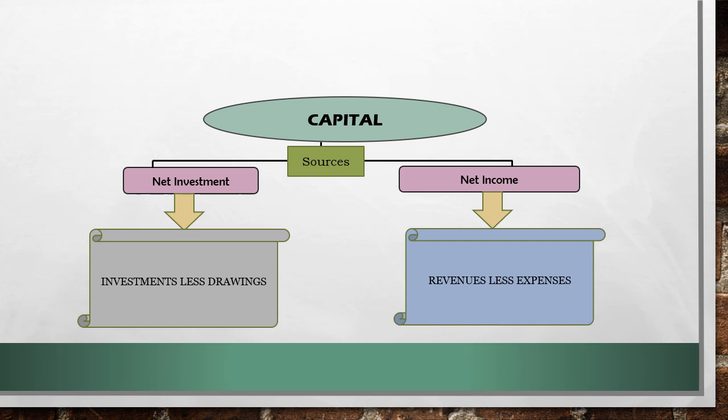So we have two sources of capital: the net investment and net income. From the net investment, that is investments less the drawings. But for the net income, that's simply the revenues less expenses.